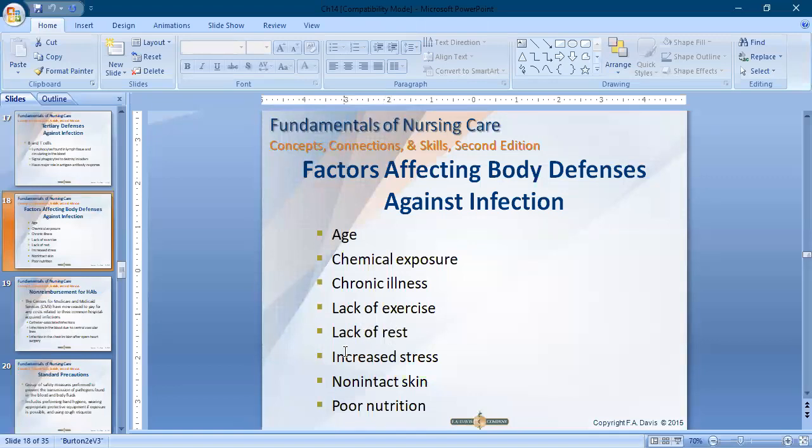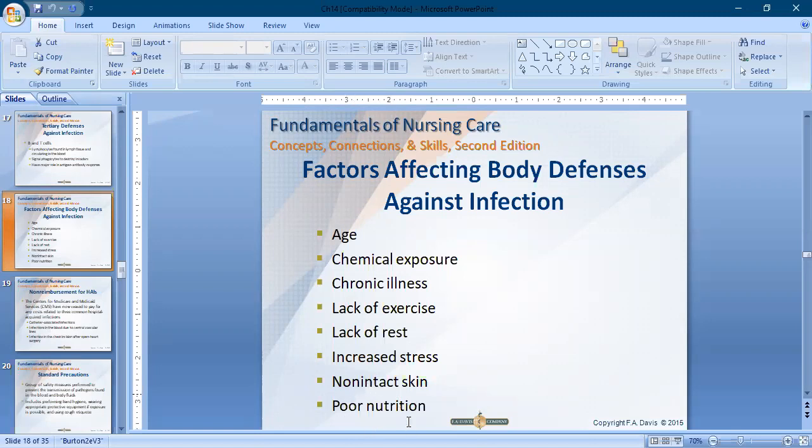So if anybody does not sleep, does not take rest, the immune system will be impaired. Increased stress also impairs your immune system, so you have to know how to control the stress. Also, non-intact skin. As we know, the skin is a protective mechanism.